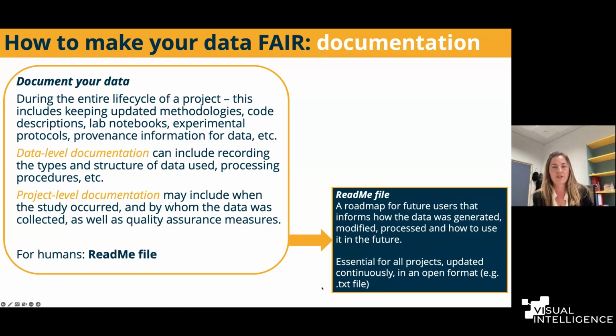For humans, this kind of documentation boils down to the README file, which is the roadmap for future users to understand why the data was generated, how it was modified or processed, and how you can use it in the future.